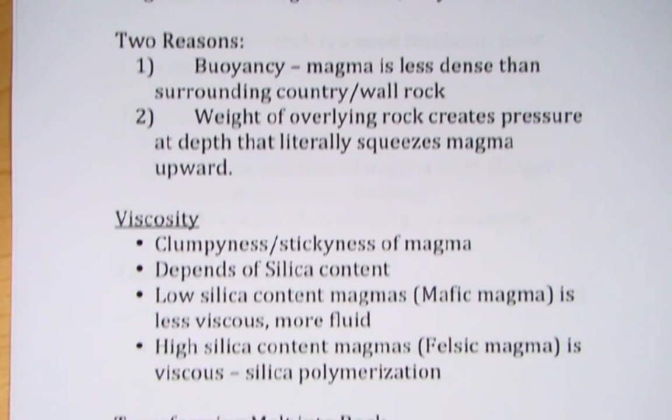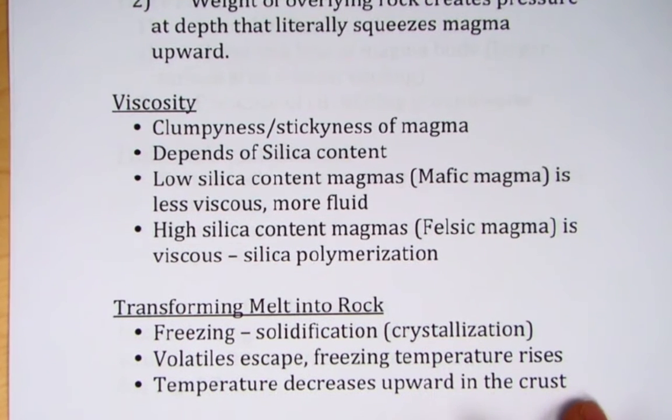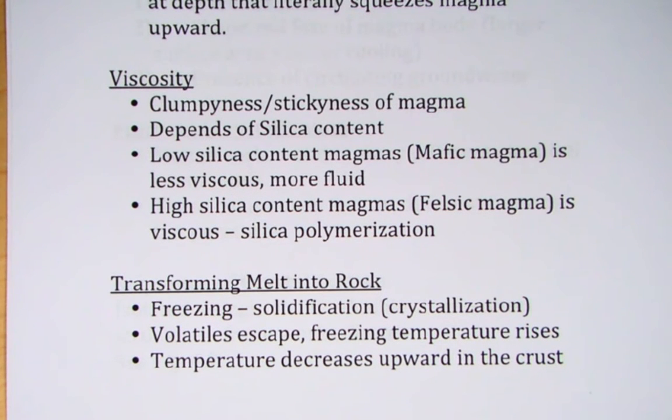And then the other thing we should point out is this idea of viscosity. Viscosity is the clumpiness or stickiness of the magma. Viscous magmas tend to be very thick and move very slowly. And that viscosity depends on silica. So the more silica, the more viscosity. That means felsic magmas tend to be viscous, whereas mafic magmas tend to be more fluid, and they flow farther from the volcanic vent, or they can move more easily.